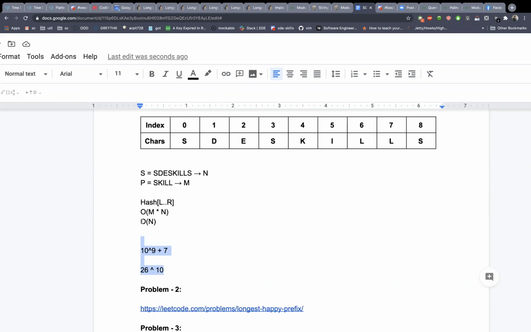If it's a repeated character, then that will be the worst case. Although it's very unlikely that it will reach O of m into n, theoretically it can reach O of m into n.